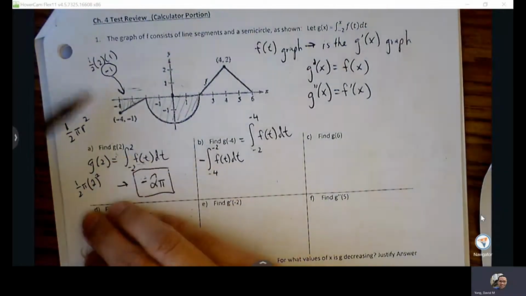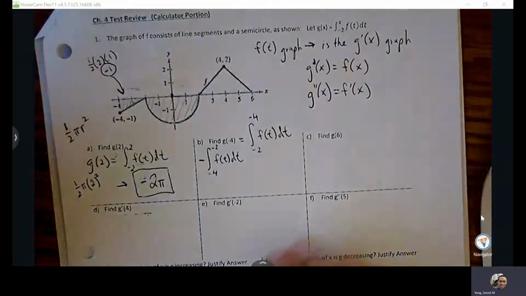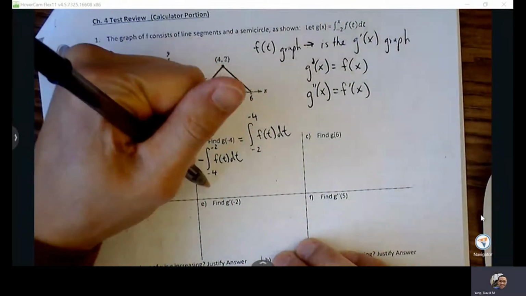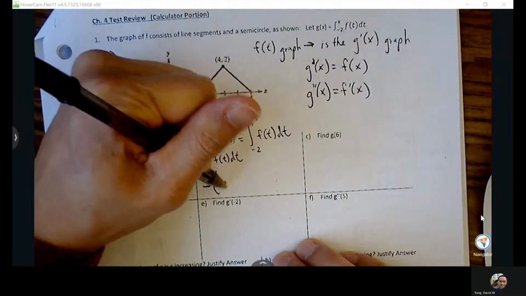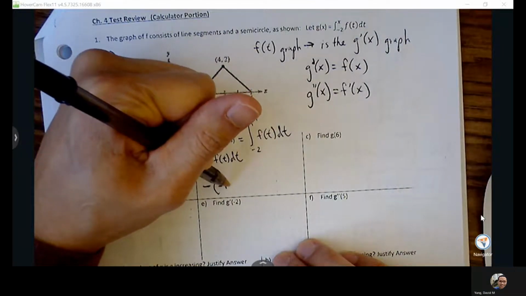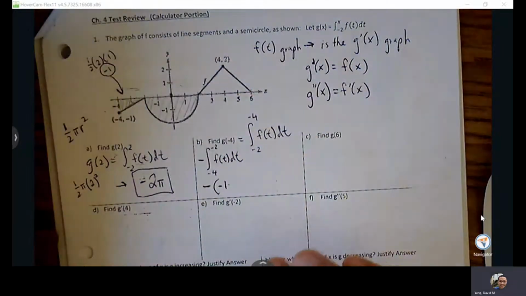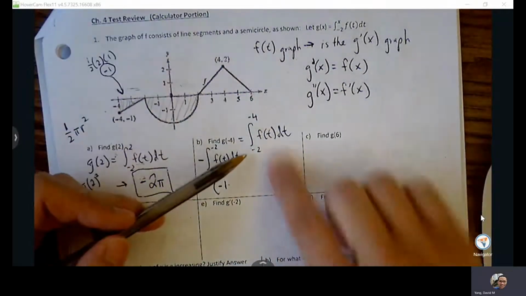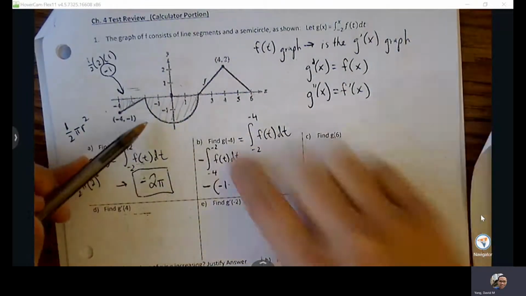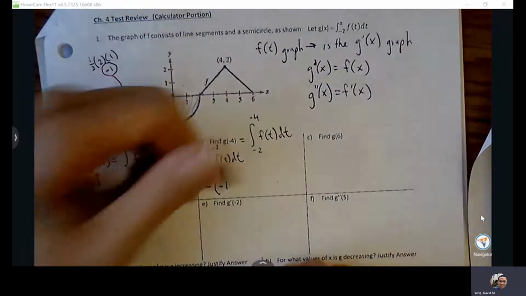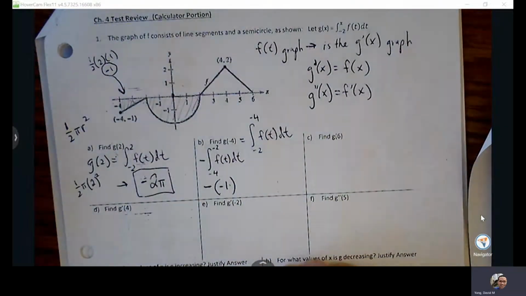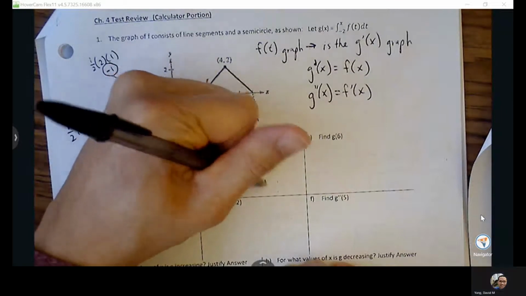And we know that the region is -1, right? 1/2 base times height. So -1 minus 2 pi. But then we got to keep track of the negative in front. I'm sorry, not 2, -4 to -2, right? Sorry, -4, -2. So just this region here. Okay, so just negative of a -1, which is equal to 1.